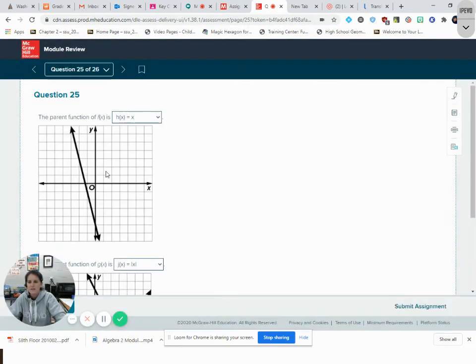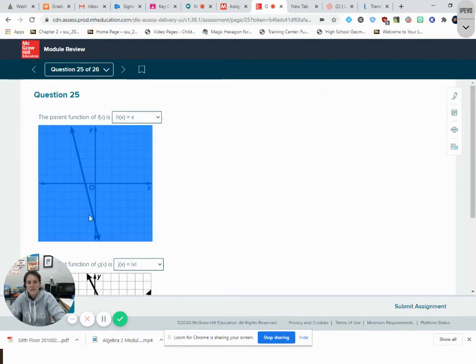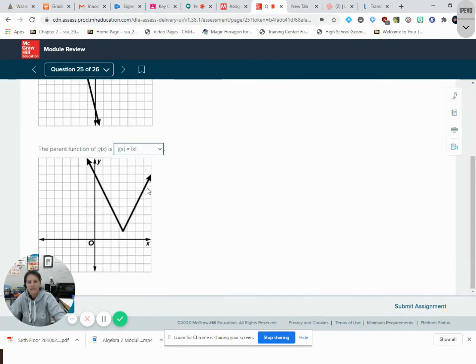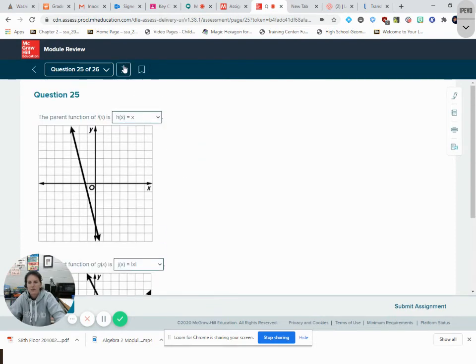Number 25. This is clearly a linear equation in order to get a graph of this. So the parent function can't be an absolute value. It can't be an x squared function. It has to be a linear equation. This is an absolute value function. We know absolute values are v's, so we can see that this is an absolute value function that has shifted over and up, but still the parent function would be an absolute value.